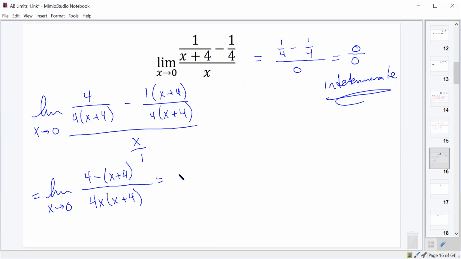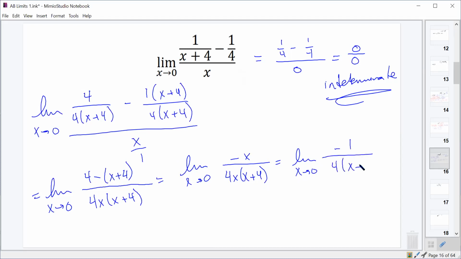So now let's simplify down the numerator, because the numerator's got a bunch of addition and subtraction with some like terms. The limit is x over 4 minus x minus 4. So the 4 minus 4 is going to cancel out. We're just going to be left with a negative x over 4x times x plus 4. And we cancel out the x from the numerator and the denominator, leaving us with negative 1 over 4 times x plus 4.